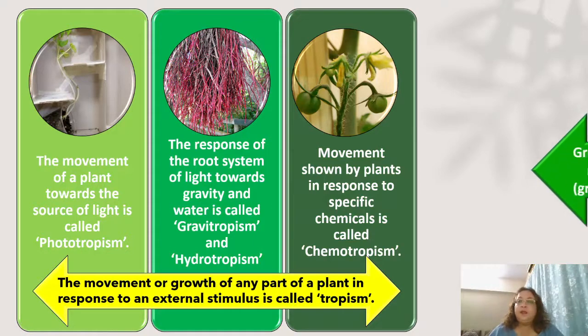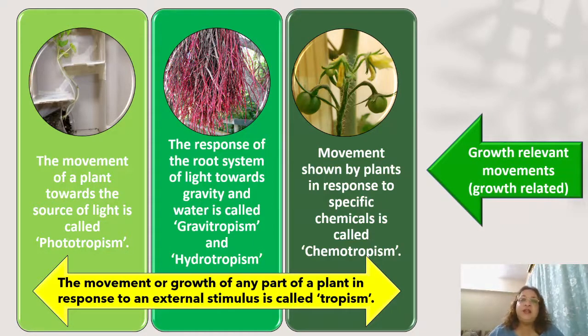Now, all these are related to growth. The root growing in the direction of gravity and water, the stem growing towards light, then the pollen grain growing towards the ovule, or in chemotropism, the flower turning into fruit. Now these are all related to growth, and hence all these phototropic, gravitropic, hydrotropic and chemotropic movements are called growth relevant or growth related movements.